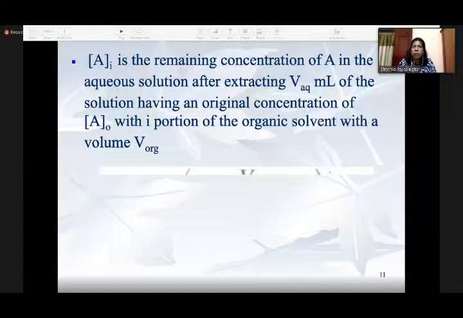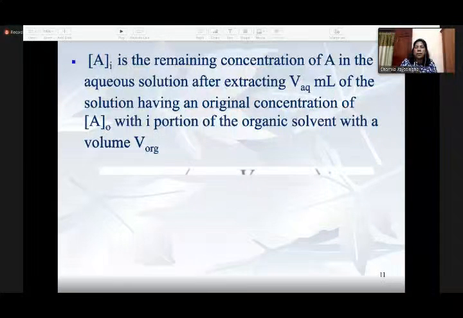One time you can use 10 milliliters, and now the organic solvent and aqueous solution are separate. Now you take the organic solvent and remove it. Then you put in another 10 ml, and again you shake it and keep it to settle. Then again, because A likes to go to the organic solvent, it transfers again to the organic solvent. Right? Then you remove that as well. You have to put in the organic solvent volume again, let's say 10 ml.